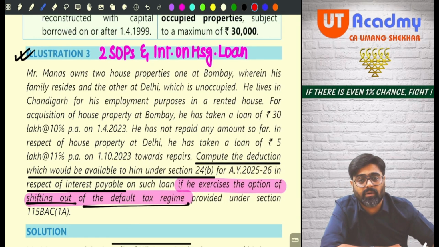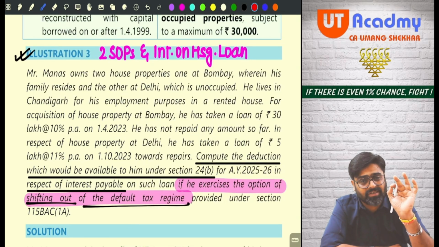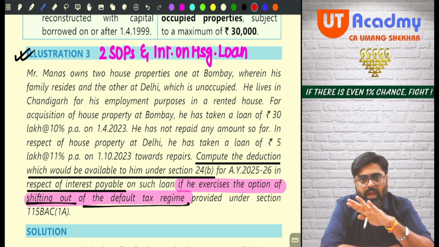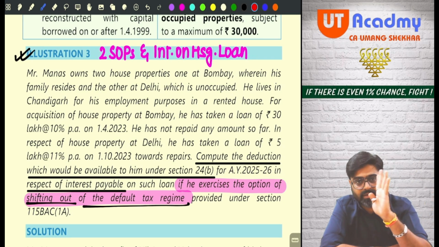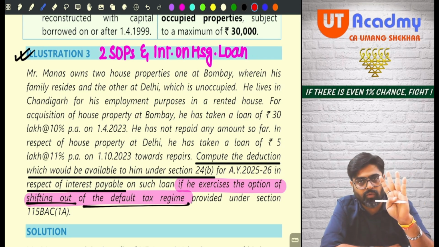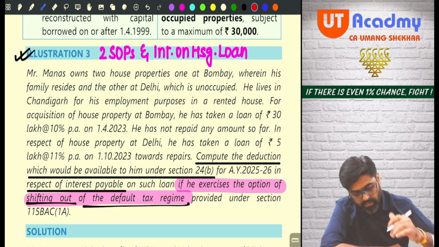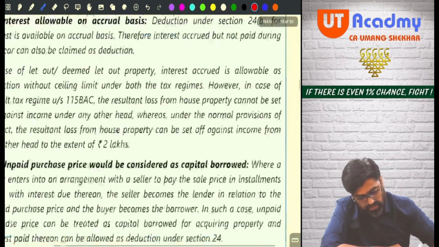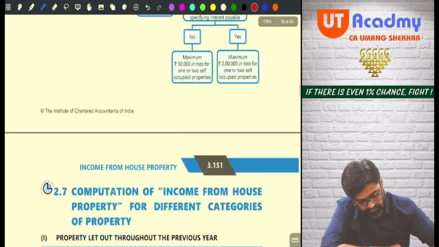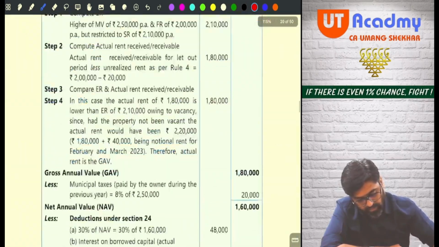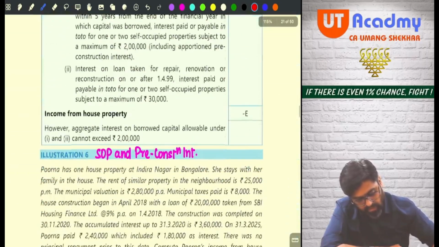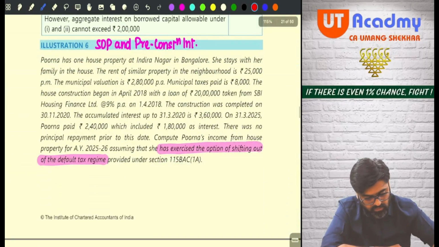Come on. Illustration number 3 is done. See, question number 2 is pending. 2 I will pick up a little bit later when I teach you house properties situated outside India. That time we'll do question number 2. So 3 is done, 4 is done. 3, 4 done and 5 also done, no? 3, 4 is also done and 5 is also done. Okay. Now illustration number 6.